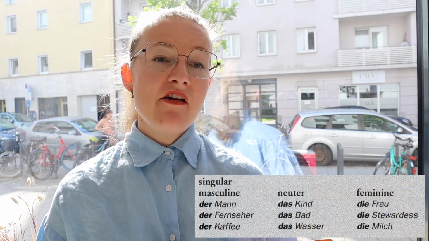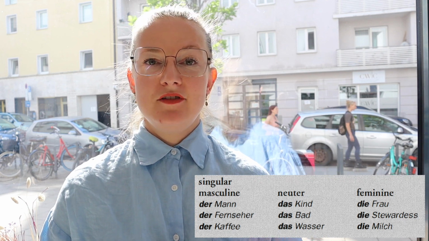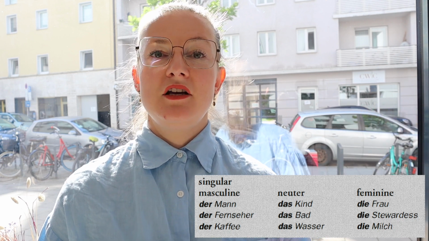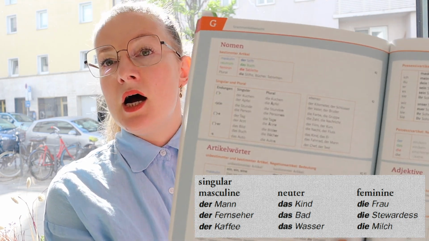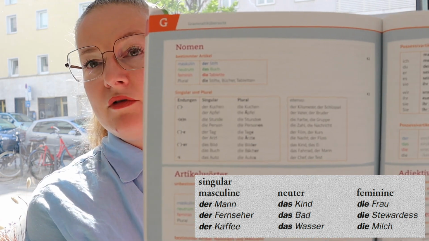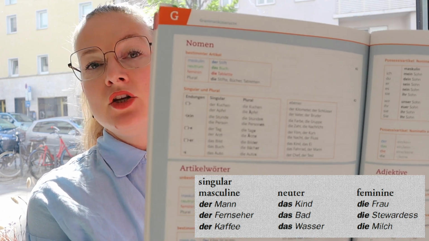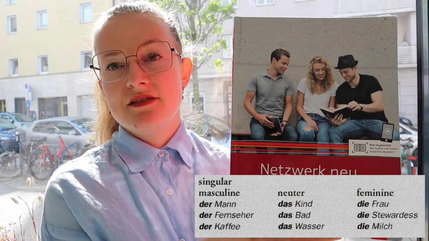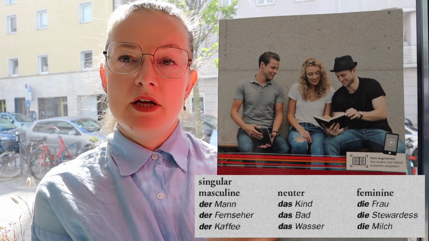I like to color code the articles and everything that happens to the articles, because declension and the cases, you know, otherwise it can get too confusing in your minds. And so I like this system. As you can see, blue for masculine nouns, red for feminine nouns, and green for neuter nouns. I've taken it out of this wonderful course book, Netzwerk A1.1, that I use with my students.